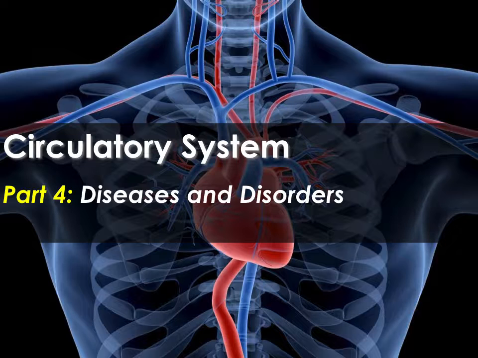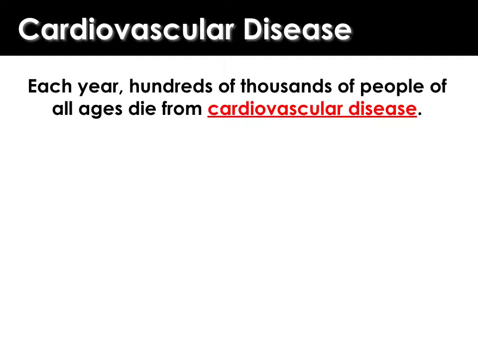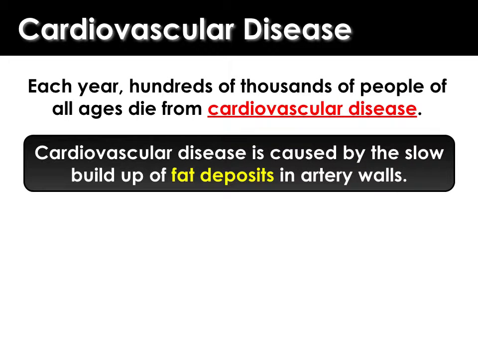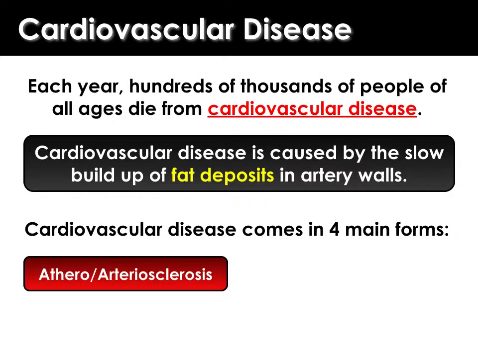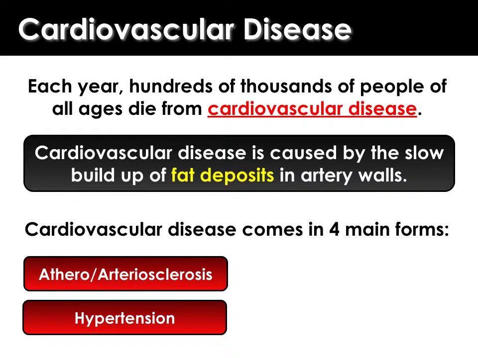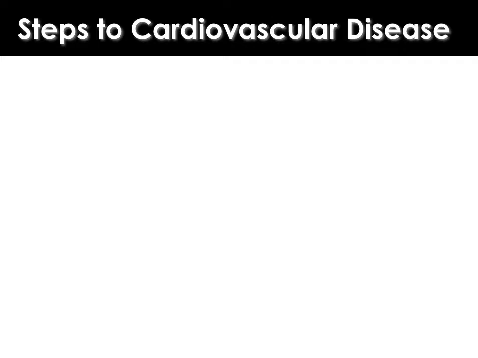Speaking of disorders and diseases of the circulatory system, every year hundreds of thousands of people from all ages will die of cardiovascular disease. Cardiovascular disease is caused by the buildup of fat deposits within the artery walls, and it comes in four main forms. You can have atherosclerosis, arteriosclerosis, hypertension, heart attack, and stroke.